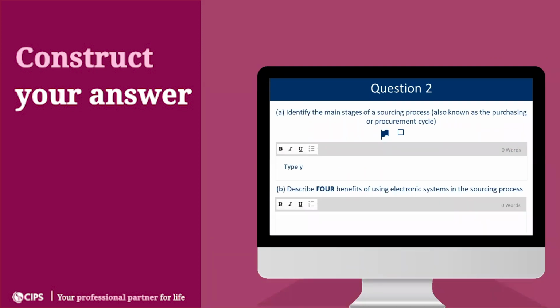At level 4, we may decide to split that question down into 2 parts. So the subject matter is linked, but by splitting it into 2 parts, we're sort of helping you to structure the way you answer the question. So you can see here it's split down into parts A and part B.